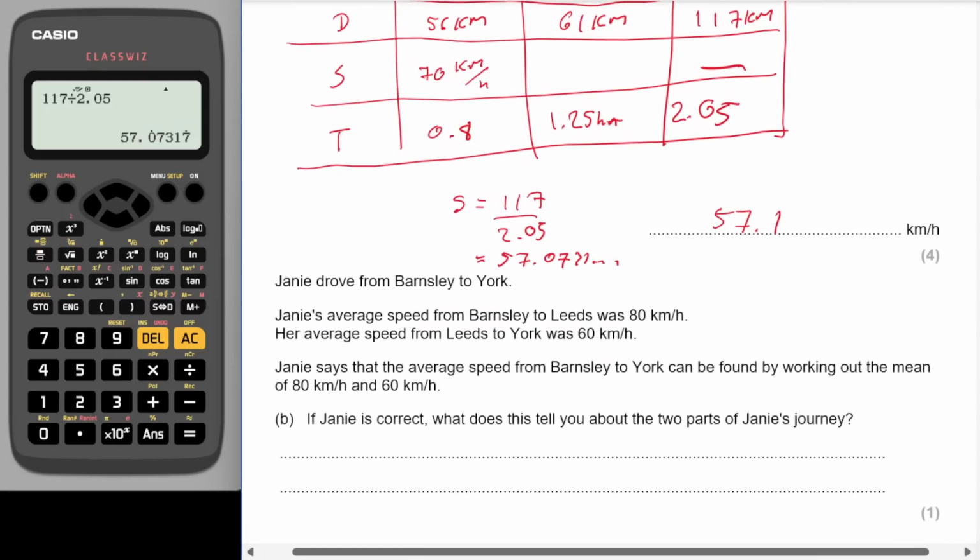Okay, Yanni drove from Barnsley to York, and his average speed from Barnsley to Leeds was 80 kilometres per hour. His average speed from Leeds to York was 60 kilometres per hour. Yanni says the average speed from Barnsley to York can be found by working out the mean of them. If Yanni is correct, what does this tell you about the two parts of Yanni's journey? So there are two acceptable answers here.